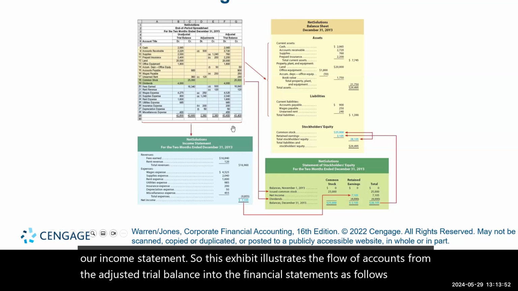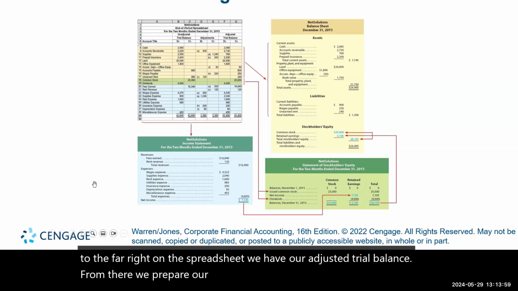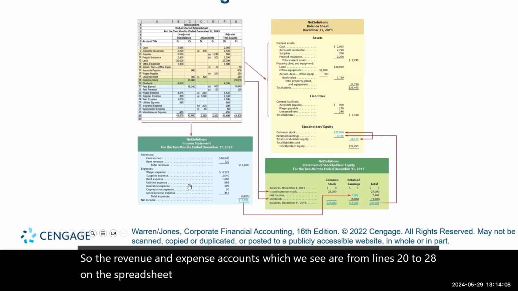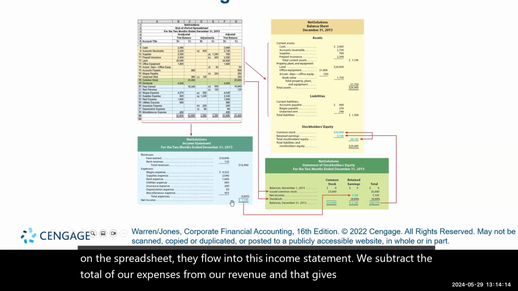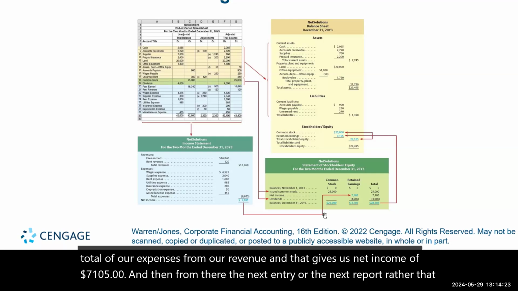So here, to the far right on the spreadsheet, we have our adjusted trial balance. From there, we prepare our income statements. The revenue and expense accounts, which we see are from lines 20 to 28 on the spreadsheet, flow into this income statement. We subtract the total of our expenses from our revenue, and that gives us net income of $7,105.